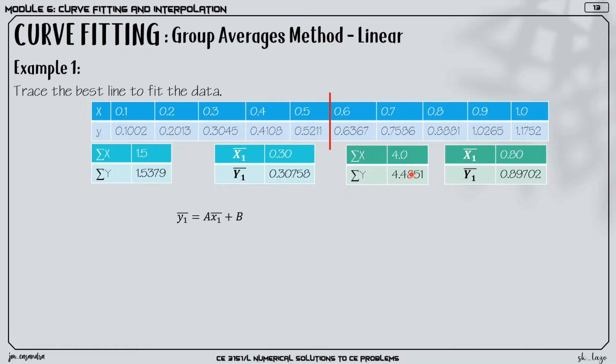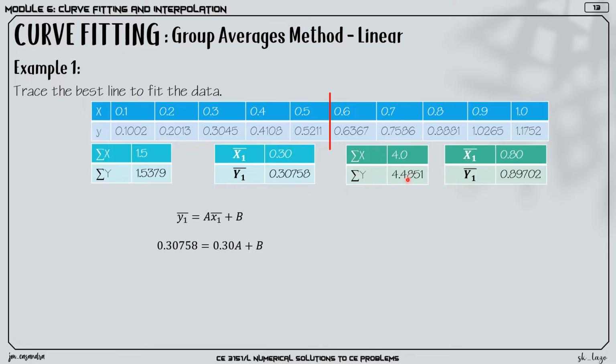So from the values of our average x and y for each group, we can now write our equation for a line. So we have bar y sub 1 is equal to a times x1 bar plus b. So we substitute the values of x1 and y1 average. So we get now 0.30758 is equal to 0.3a plus b.